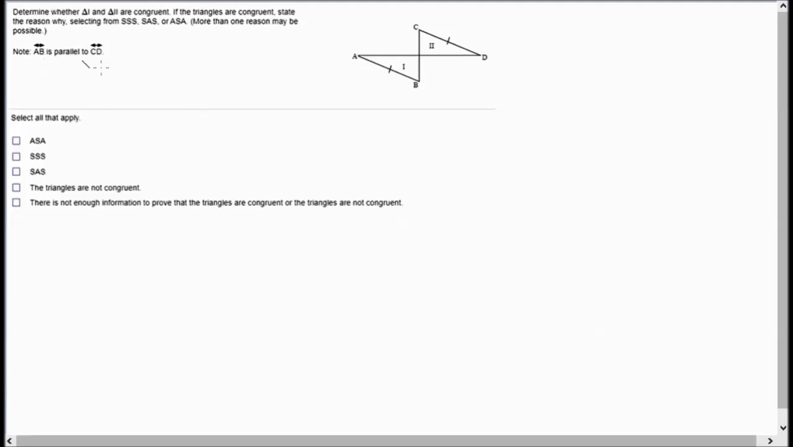Alright, now notice that these are parallel here, AB and CD, which means that this angle here and this angle here are the same. We also know that this angle here and this angle here are the same because of the alternate interior angles of two parallel lines. We do know this angle is the same, but angle, angle, angle isn't one of our choices. But notice this side is, and that's an angle, a side, and an angle. So we're looking at this one right here, which says ASA. Angle, side, angle.